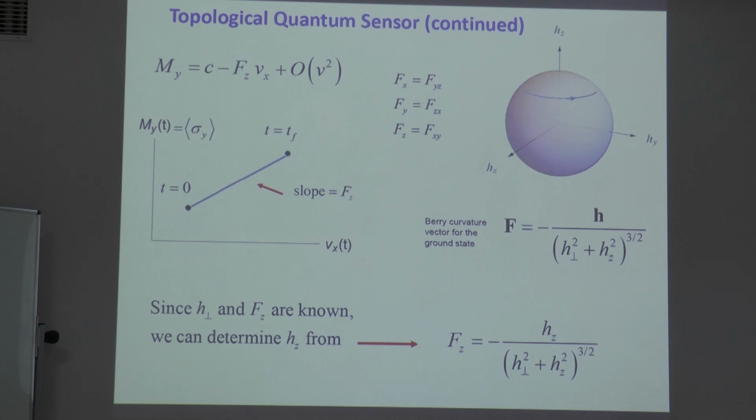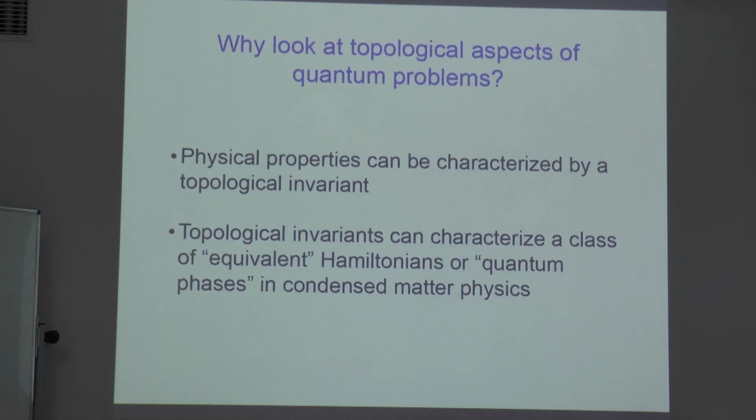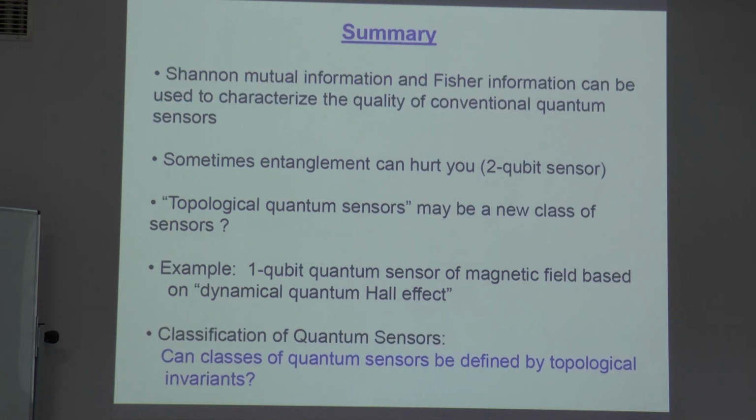And this has been done in experiments with qubits of different sorts. So basically this is a kind of quantum sensor that is based on Berry curvature measurements, but indirect. So why look at topological aspects of quantum problems? Well, physical properties can sometimes be characterized by a topological invariant, like in the case of the Hall effect. The topological invariants characterize an equivalence class of Hamiltonians, like in condensed matter physics.